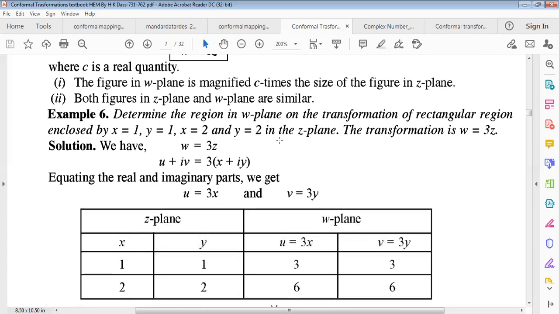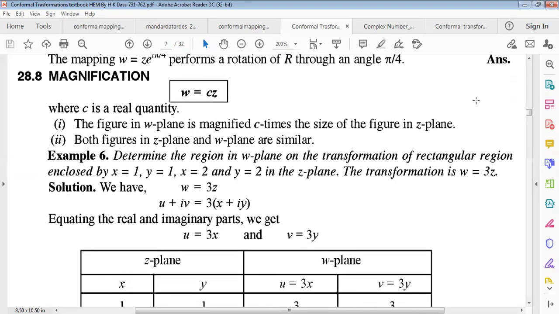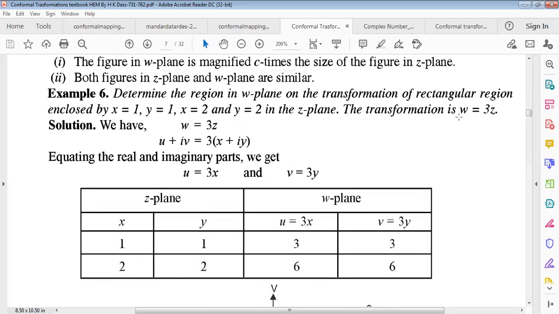That will be similar, but will be magnified. Now, for example 6, determine the region in the W plane on the transformation of the rectangular region enclosed by x equals 1, y equals 1, x equals 2, and y equals 2 in the z plane. The transformation is W equals 3z. This is actually magnification. Remember it. The function will be in the W plane, W equals 3z.